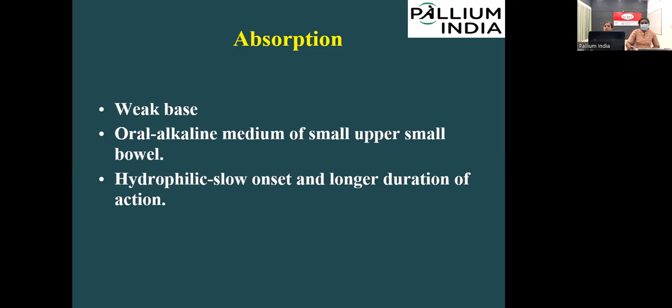And the onset is slow, but it is longer. Longer means it will act for another 4 hours. It will take around 40 minutes to reach its peak pain relief action. So if you're giving oral morphine, tell them to wait for at least 40 minutes so that the morphine will start acting.